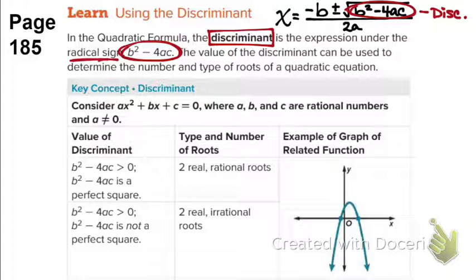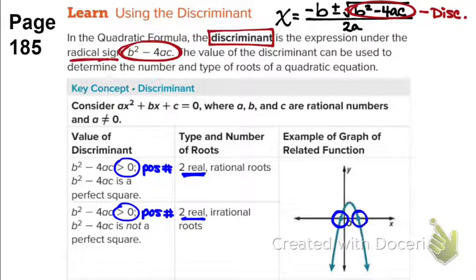So we're going to be looking at the value of the discriminant and using that to determine how many and what type of roots we've got. If we evaluate the discriminant, b squared minus 4ac, and we get a positive number, any kind of positive number, then we are going to have two real roots. So when I look at my graph, I have two x-intercepts.